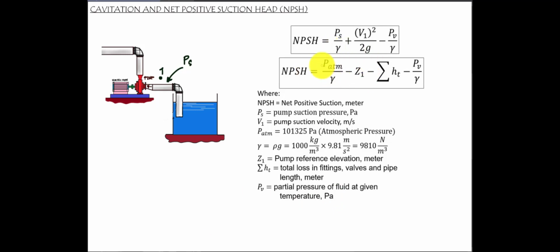It can also be expressed in net positive suction head as the atmospheric pressure divided by the specific weight minus Z1. Z1 stands for the elevation of the pump from the liquid, from the surface of the liquid to the reference line of your pump, in the middle of the pipe going down to the surface of the water being pumped.